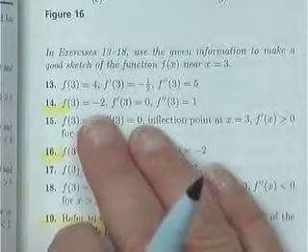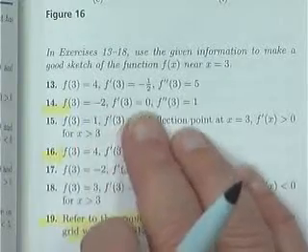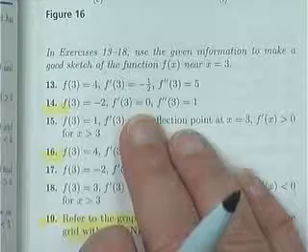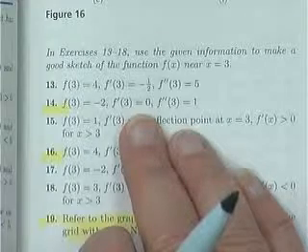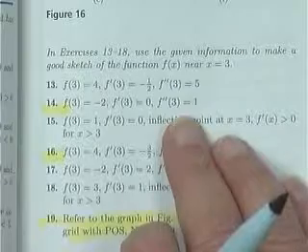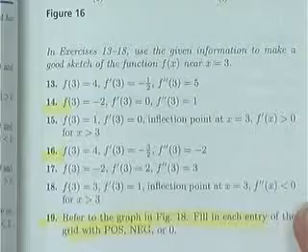For example, in number 14, you had the point (3, -2). The first derivative at 3 being 0 told you to do what? A horizontal tangent line there, a possible extreme point. The second derivative positive told you concave up. So that ended up being a minimum point.